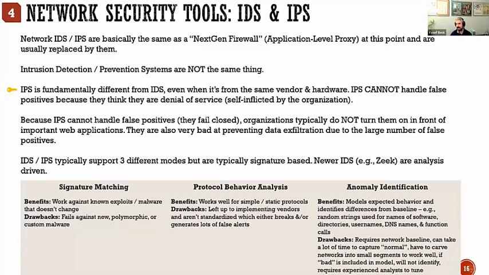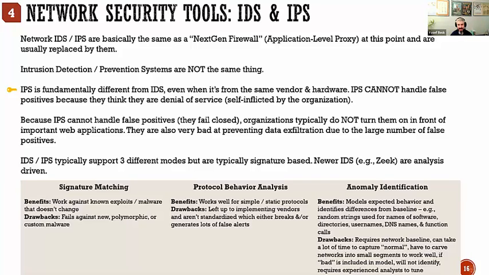The difference in how they work is that an IPS can't handle false positives. They think that they're denial of service. And so because it can't handle that, it fails closed. And so you have to be very careful about what you're putting an IPS in front of. Because if you put it in front of like a critical website and you turn it on and they get a lot of false positives, you haven't tuned it well, then you're denying your customers from accessing your site, which is not good for business. They're also really bad at preventing data exfiltration because, again, of the number of false positives.